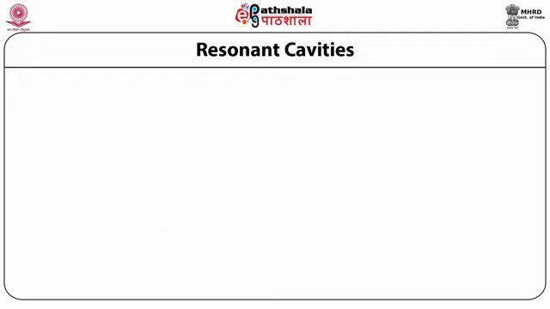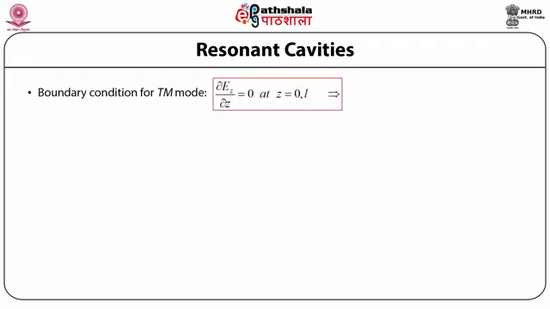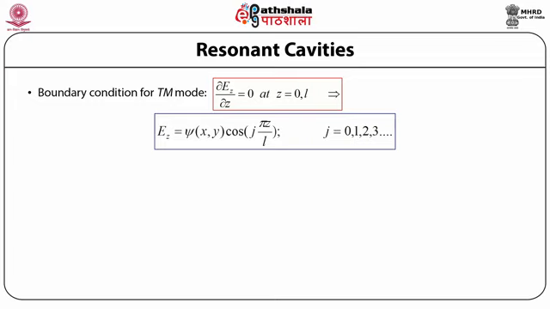Similarly, if we want to write down the boundary conditions for the transverse magnetic mode, then we can write down that the derivative of the z component of the electric field with respect to z coordinate is equal to 0 at the boundary, that is at z equal to 0 and z equal to L. And from this, the z component of the electric field can be written as psi as a function of x and y times cos of j pi z by L, where j is an integer taking values 0, 1, 2, 3 and so on.